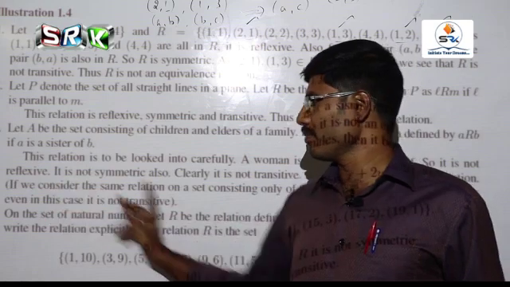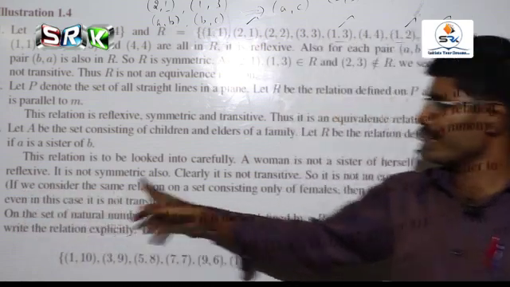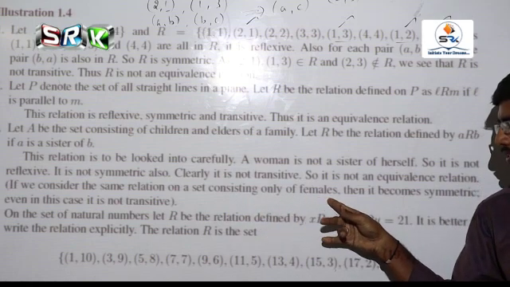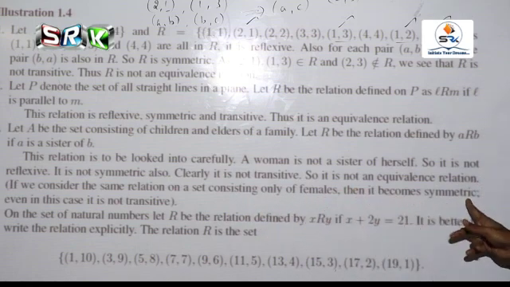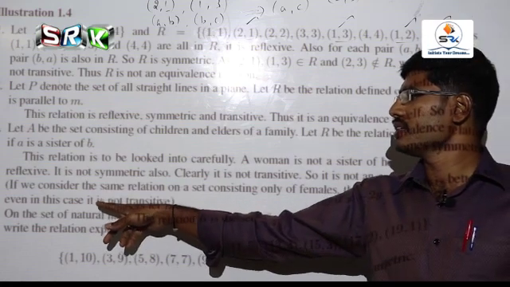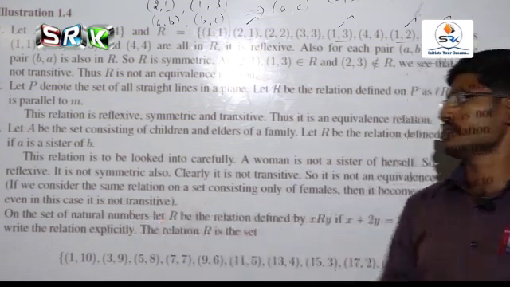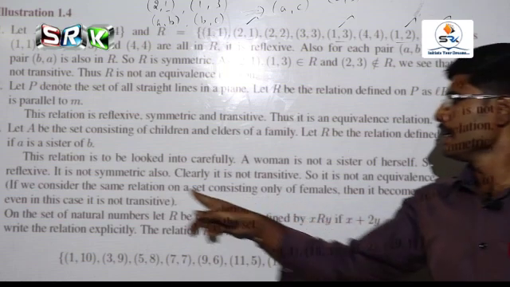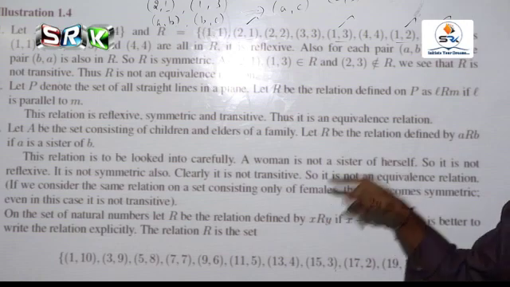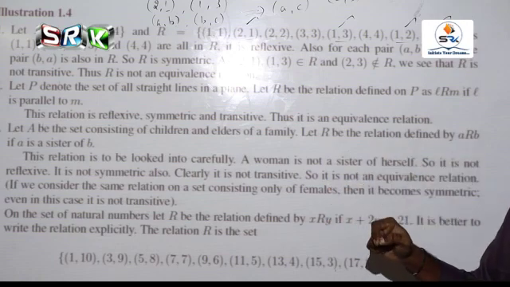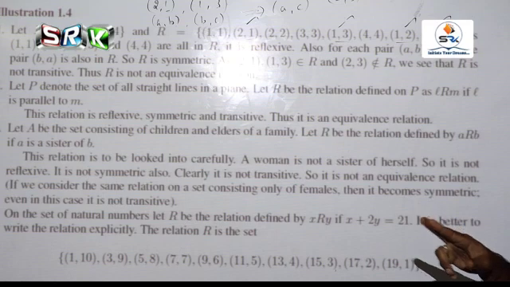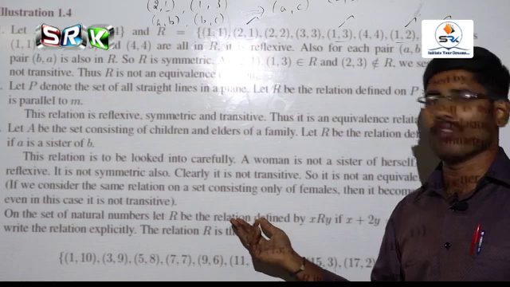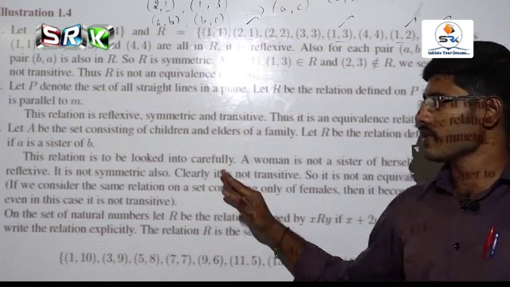In the bracket they have said that if we consider the same relation on a set consisting only of females, then it becomes symmetric. Even in this case it is not transitive. So if I choose only females, then it becomes symmetric, but transitive is not satisfied. It is clear for the third one.